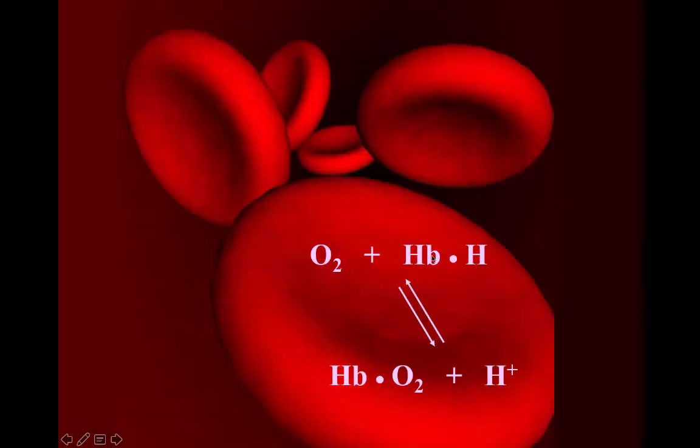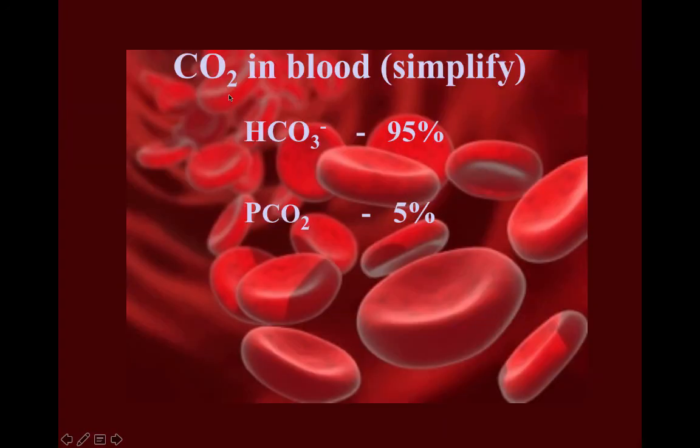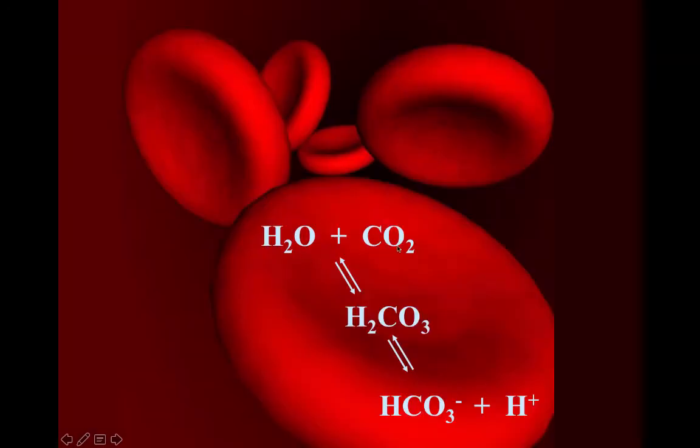So we see that oxygen joins up with hemoglobin, pushes off hydrogen, and creates some acidity within the blood. And then we have oxygenated hemoglobin that's ready to go to the cells. When we take a look at carbon dioxide in the blood, we see that it's tied on mostly to bicarbonate. About 95% of it is traveling as bicarbonate. And then the other portion, around 5%, is diffusing into the plasma. So water plus carbon dioxide equals carbonic acid, and carbonic acid will then adjust to bicarbonate and hydrogen.